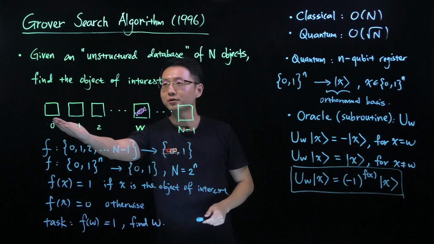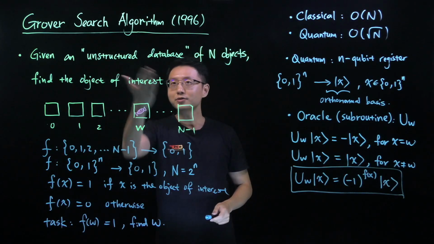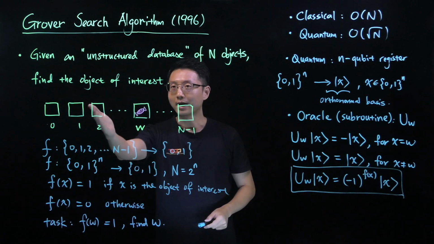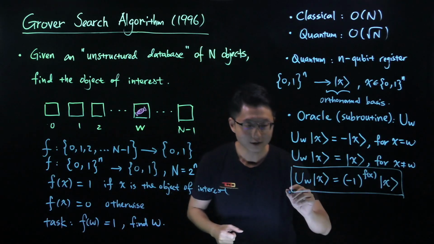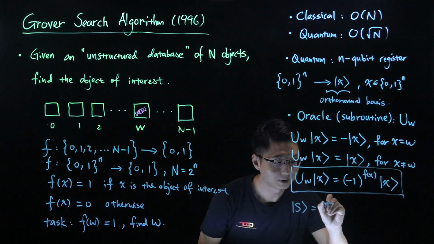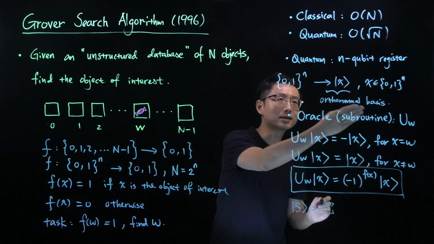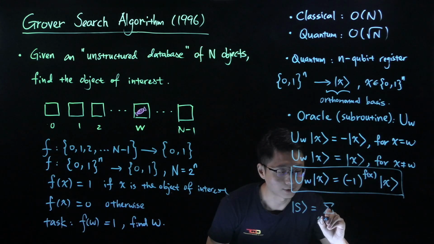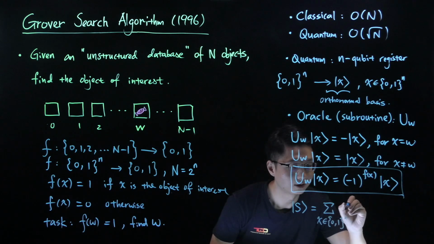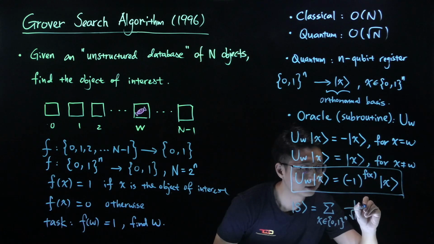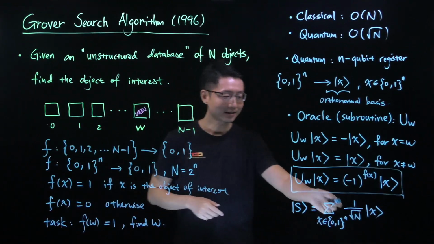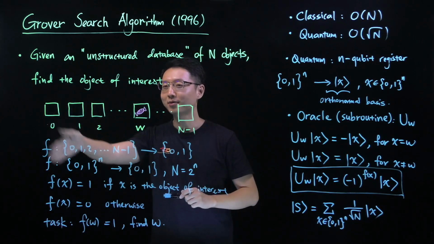Finally, how do we model this scenario of an unstructured database where the object of interest could be equally likely to be found in any of these n boxes? To model that, we will prepare our initial state in the equal superposition state, which is the sum over all the basis kets in the orthonormal basis. So here my sum goes, using the n-bit string value notation, of 1 over root n of all the basis kets over here.